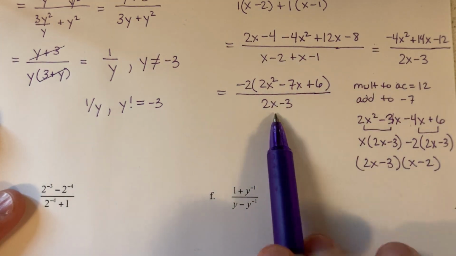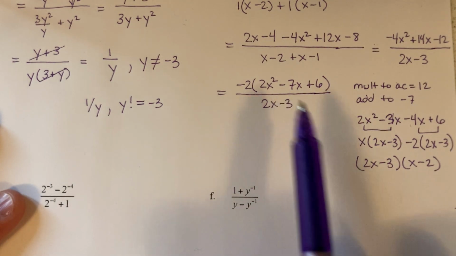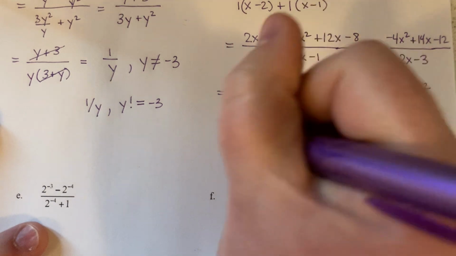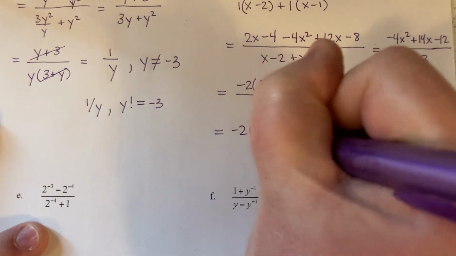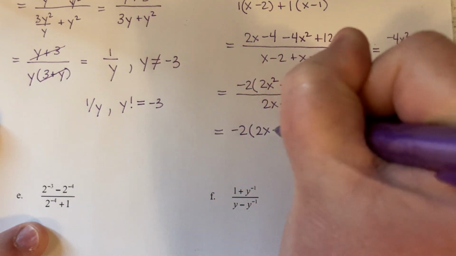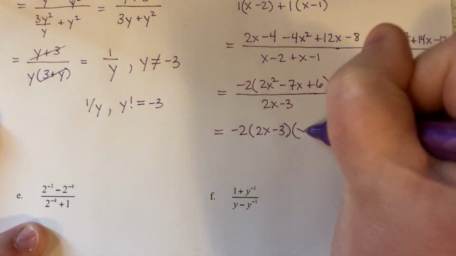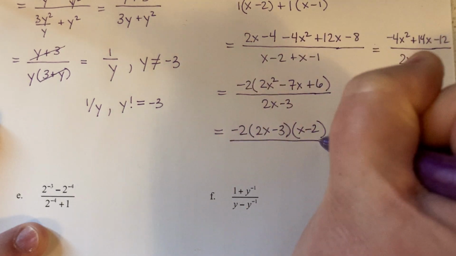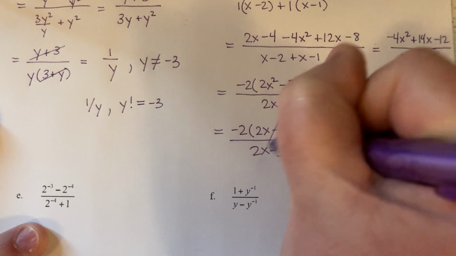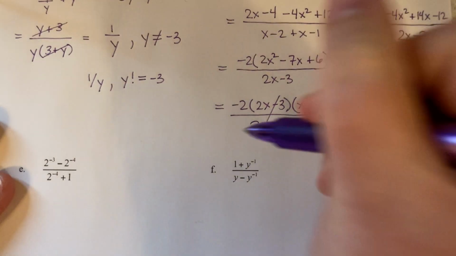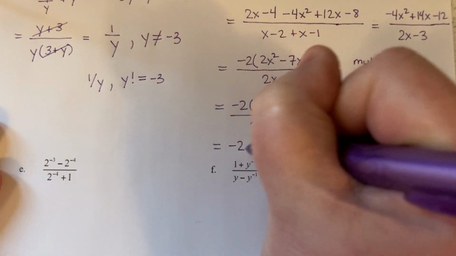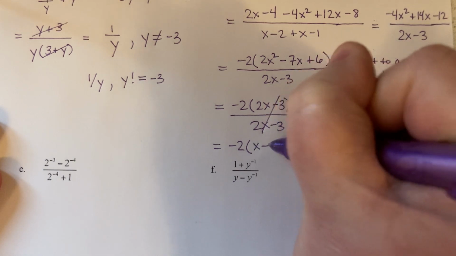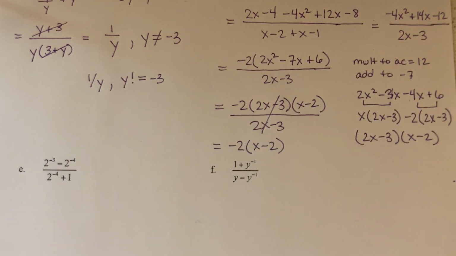And look, my inclination that we might have a factor cancel totally happened. So -2 times 2x minus 3 times x minus 2 over 2x minus 3. Factor cancels. So final answer is -2 times x minus 2 with domain restrictions.